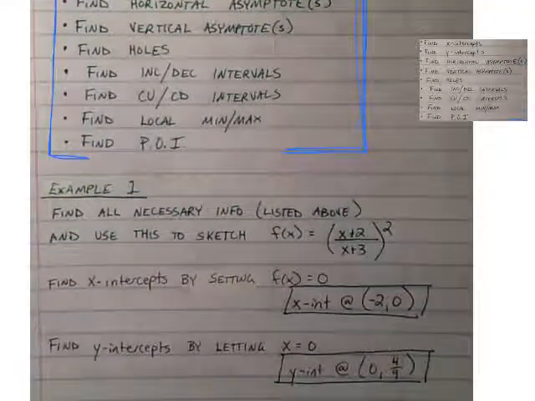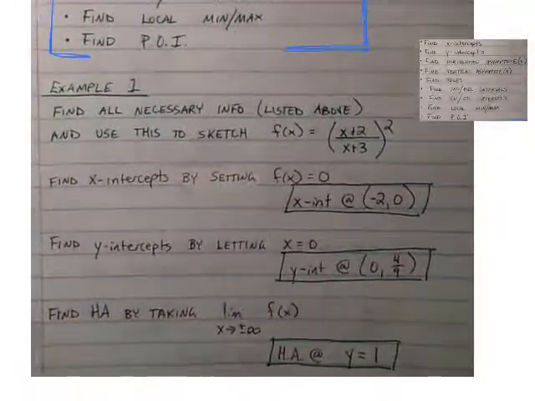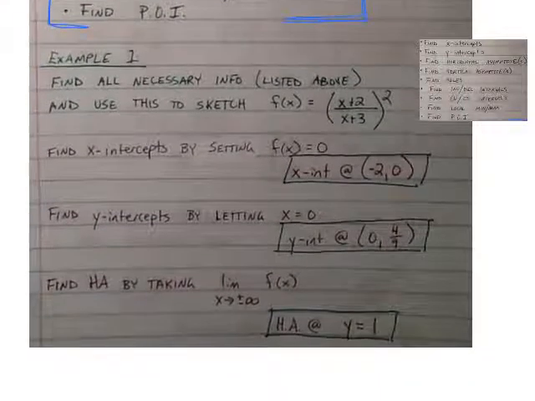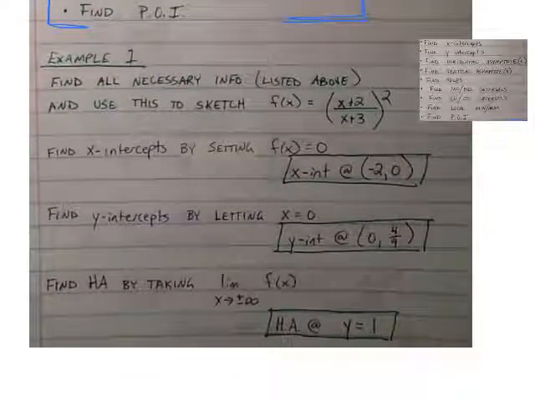Alright, so first we're going to find all the necessary info listed above, and I've made a copy of it over here, and use this to sketch the function f of x equals quantity x plus 2 over x plus 3 squared. So to find the x-intercepts, we're going to set the function equal to 0, and the function is going to be 0 if the numerator is 0. So we have an x-intercept at -2, 0.